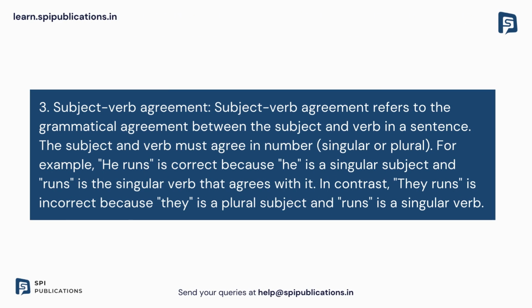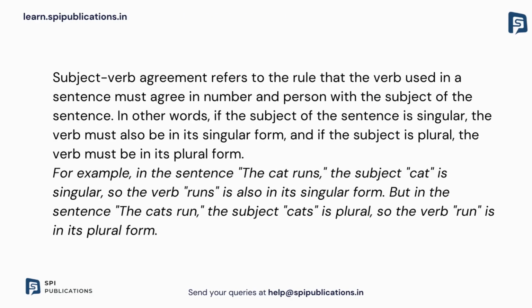3. Subject-verb agreement. Subject-verb agreement refers to the grammatical agreement between the subject and verb in a sentence. The subject and verb must agree in number, singular or plural. For example, he runs is correct because he is a singular subject and runs is the singular verb that agrees with it. In contrast, they runs is incorrect because they is a plural subject and runs is a singular verb.